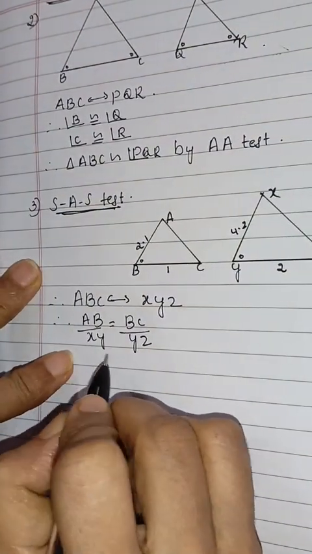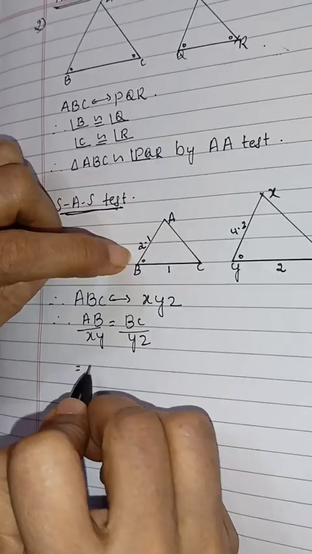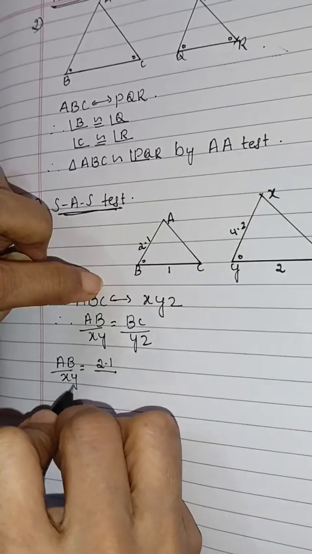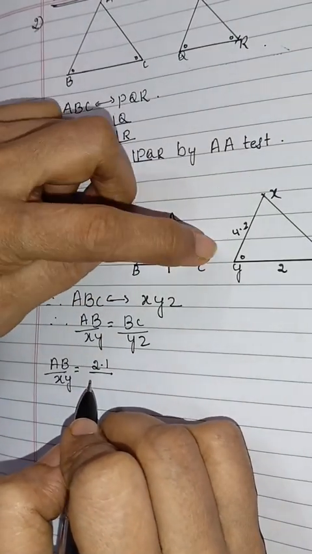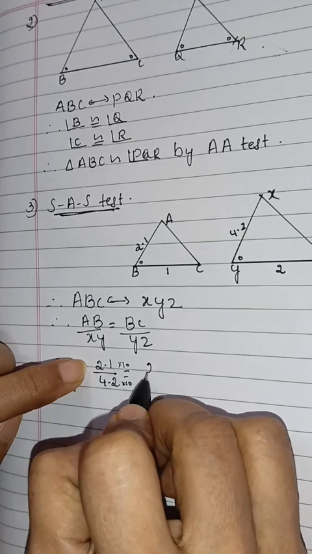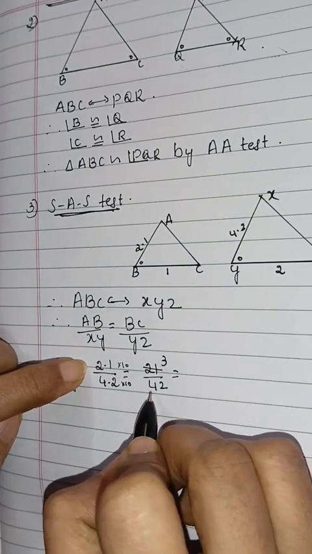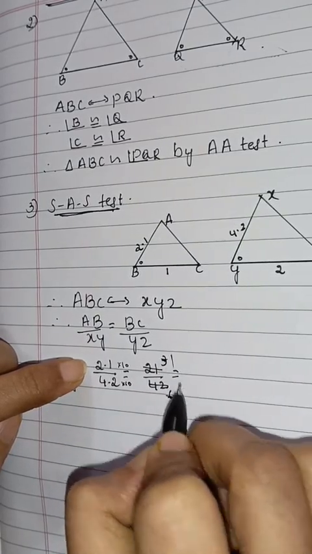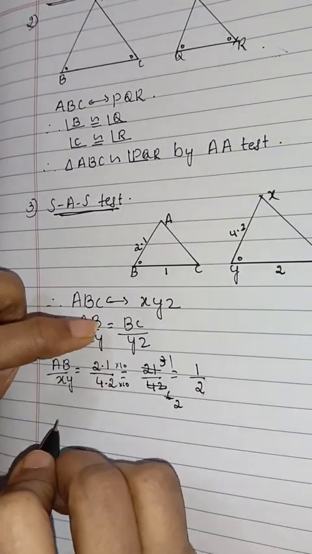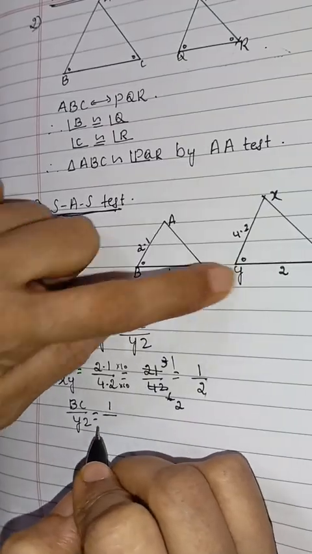Here, substitute this value. AB is how much? 2.1. XY is 4.2. So AB by XY is 2.1 by 4.2. Decimal points, so we have to multiply both sides by 10 so that the decimal will go, therefore 21 by 42. So 7 3s are 21, 7 6s are 42, therefore 1 by 2. AB by XY is 1 by 2, and BC by YZ: BC is 1, YZ is 2.